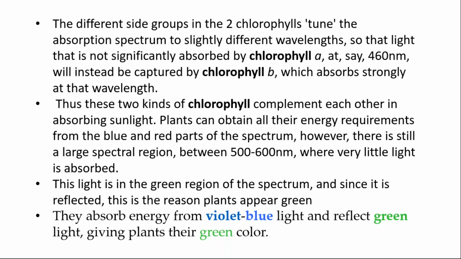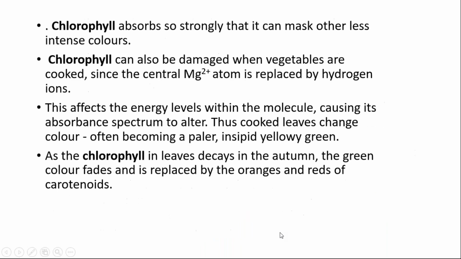spectrum. This light is in the green region of the spectrum, and since it is reflected, that is the reason the plants appear green. They absorb energy from the violet-blue light, and they reflect green light, giving plants their green color. So chlorophyll absorbs so strongly that it masks all the lesser intense colors.